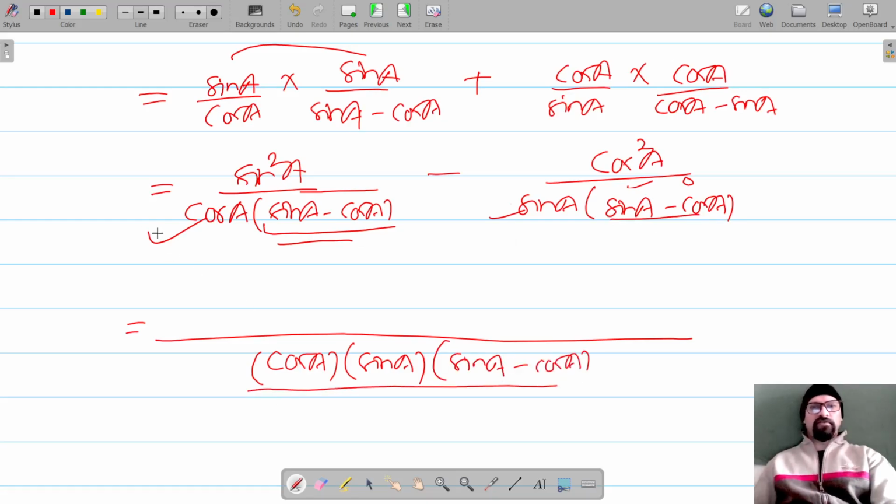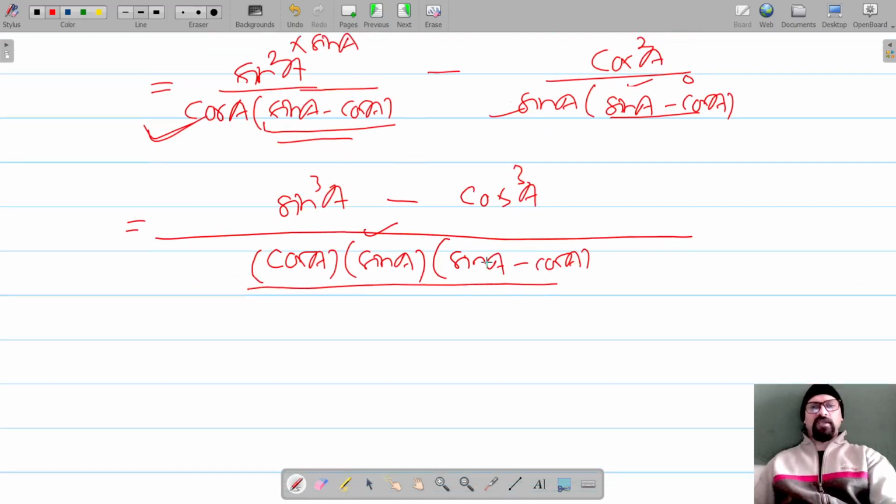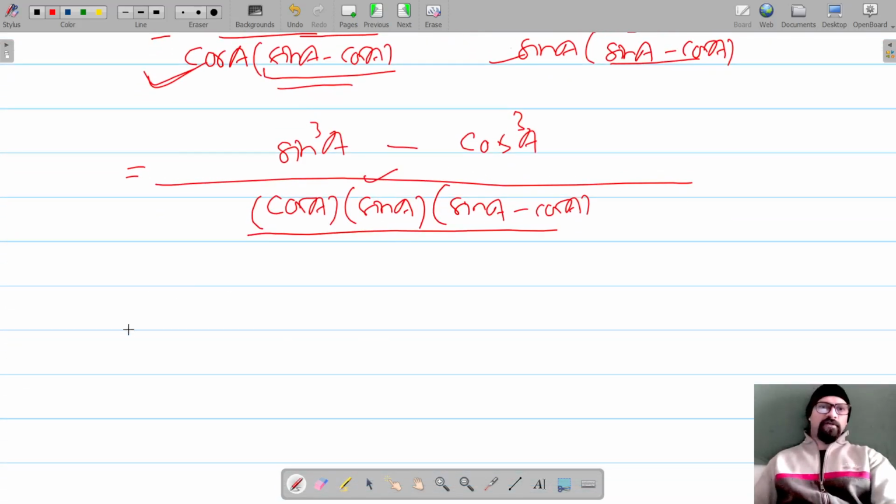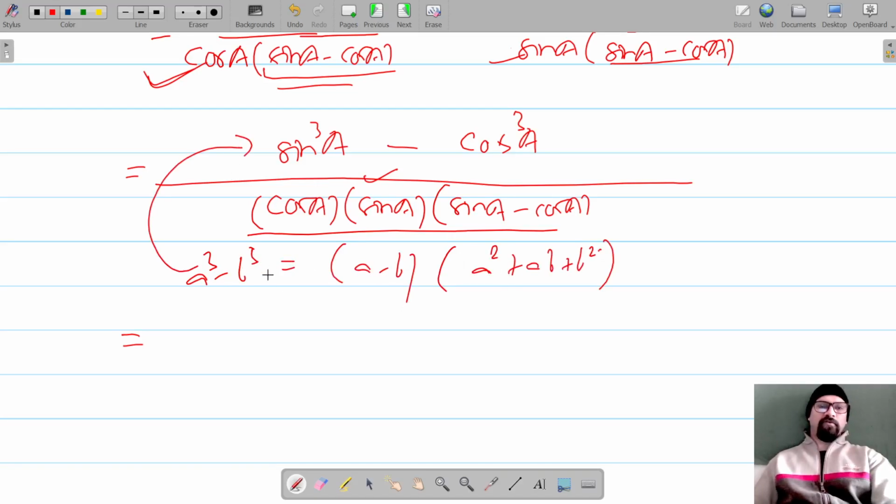Now, if I divide this with the denominator, I'm left with sine A, and sine A multiplied with sine square A gives me sine cube A. And similarly, this is equal to cos cube A. And now this is the formula A cube minus B cube. And we know that A cube minus B cube is equal to A minus B into A square plus AB plus B square. So I'm going to use this formula here.